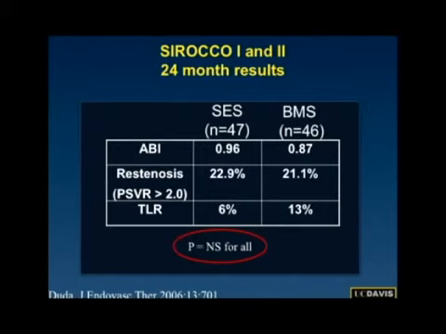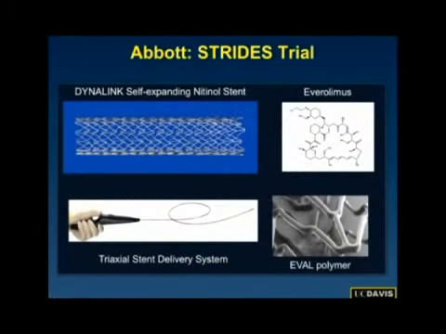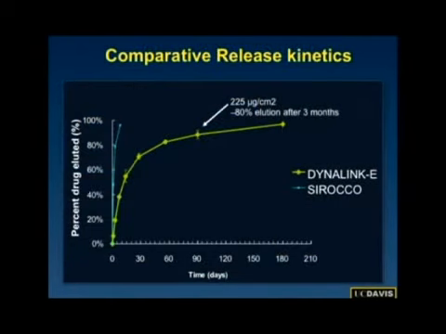And the story was left unpursued until the more recent attempt by Abbott in their STRIDES trial. They had a more contemporary stent design, the Dynalink stent, and a more contemporary drug, everolimus, applied with a polymer that showed success in the coronary circulation with a triaxial stent delivery system. And the hypothesis was that a longer elution profile, with the drug around longer, would help reduce restenosis and ensure a more durable response.